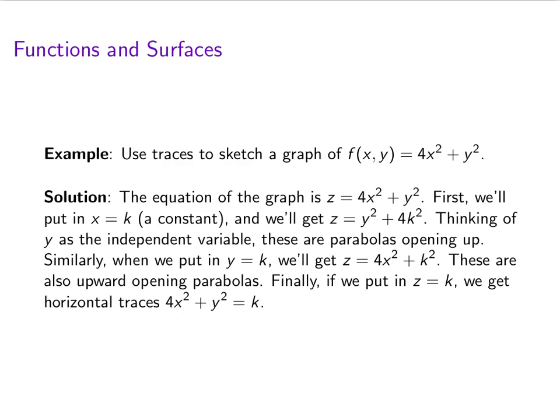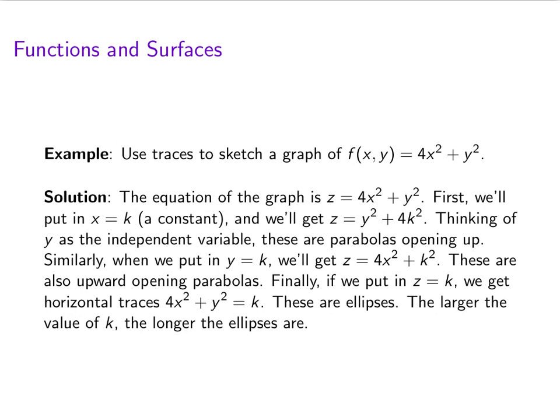And then the last thing is, if we put in z equals k, we'll get horizontal traces 4x squared plus y squared equals k. These are ellipses. The larger the value of k, the longer or wider the ellipses are.